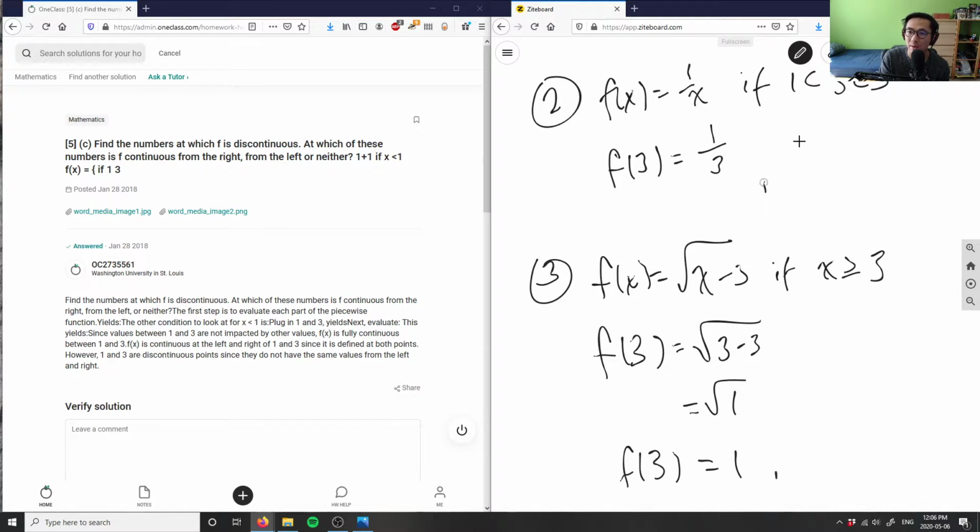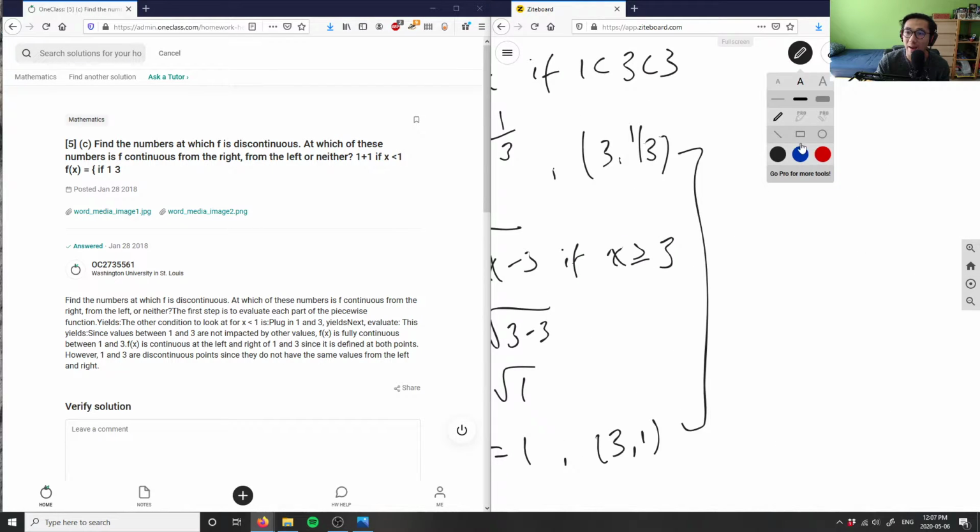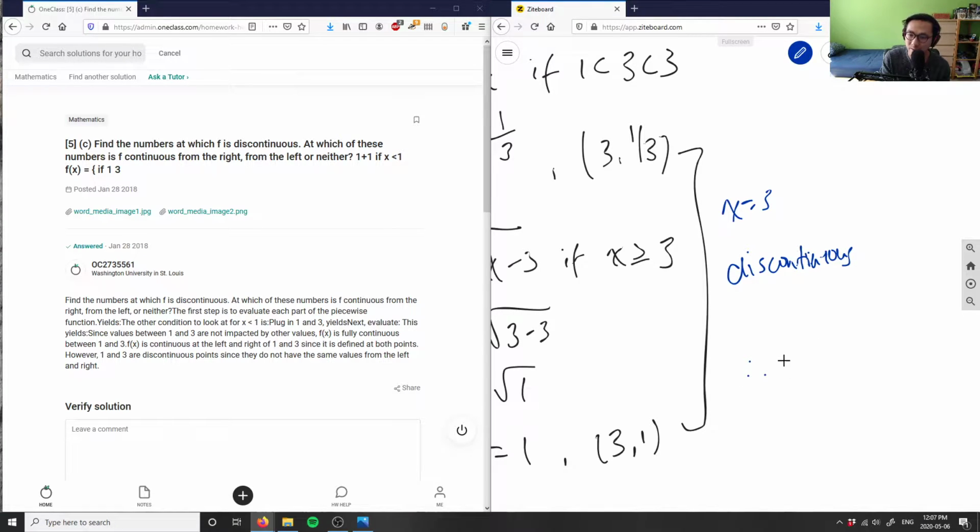So therefore, my points here, I have 3 and 1/3, and I have 3 and 1 here, right? So as you can see, both of these are indeed discontinuous here. I have both points here, and as you can see, they don't match up. So therefore, I can say that at x equals 3, this point is also discontinuous. So if x equals 1 or 3, both points are discontinuous.